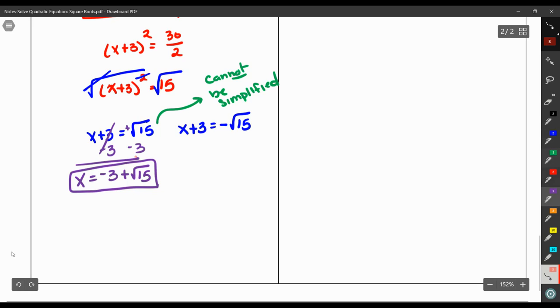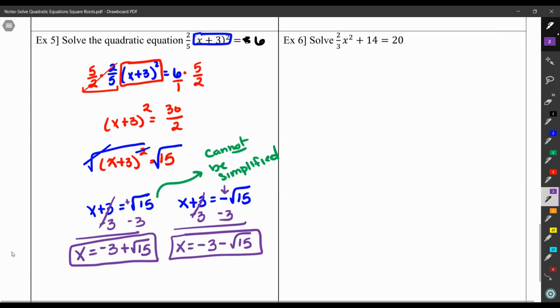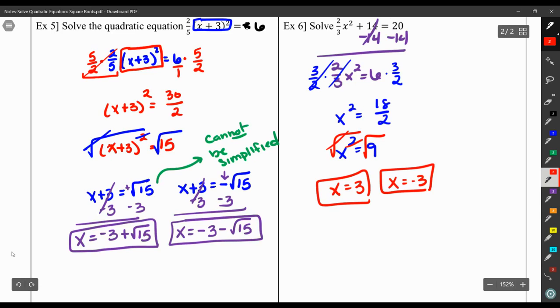And then on the right-hand side, same idea. Subtract 3, and again, we're not going to get the decimal approximation, so we're just going to have negative 3 minus square root of 15. And the minus comes from this negative in front of that square root of 15. Pause the video, try example number 6. And here's your solution for example 6, 3 and negative 3.